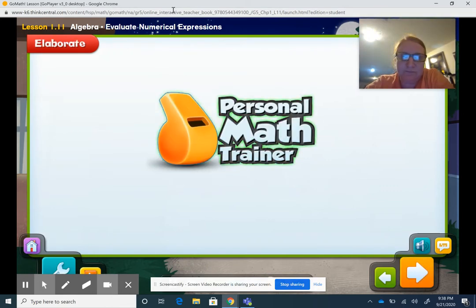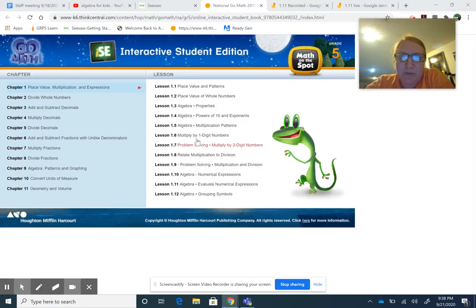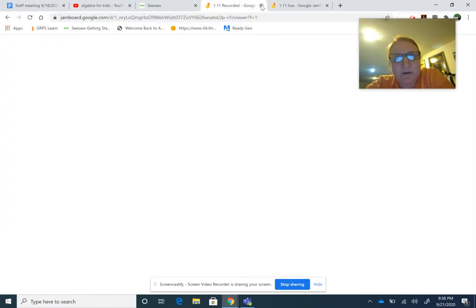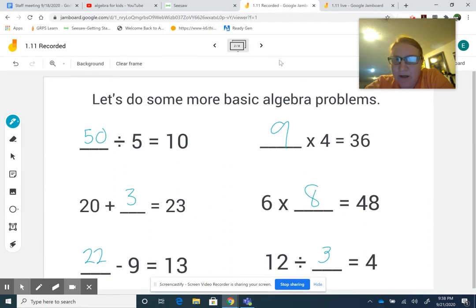Now let's practice with the personal math trainer. All right, so we're going to go back and we are going to go here. If you noticed, we went from finding just a missing piece to doing a whole process. Part of algebra is finding the missing piece. Part of algebra is doing things in order, which is what we're going to focus on today.